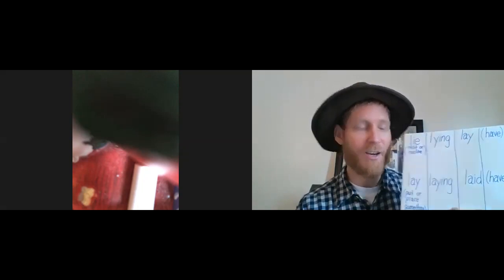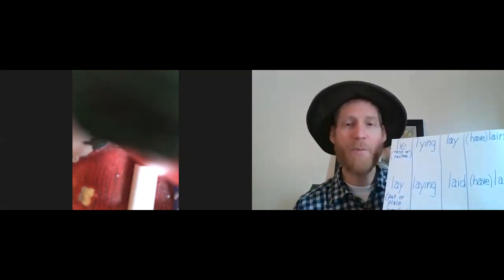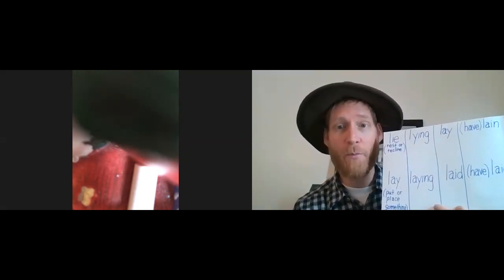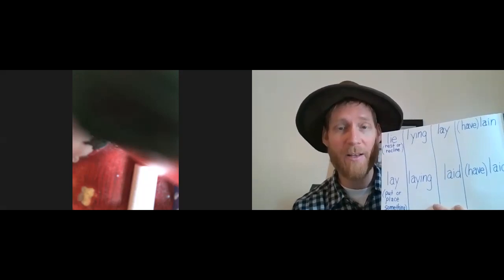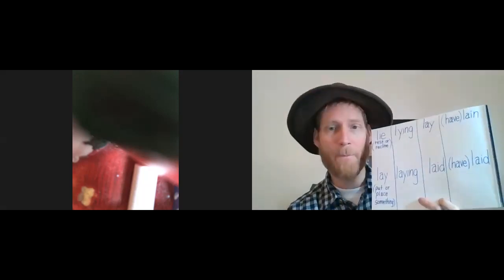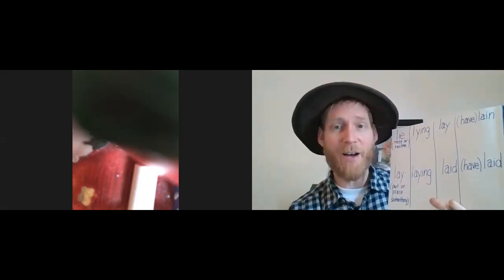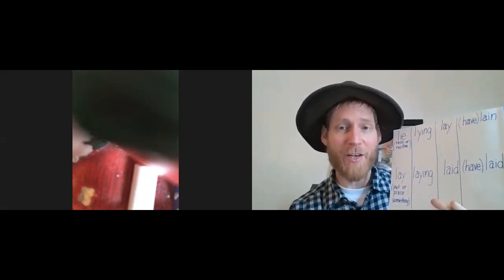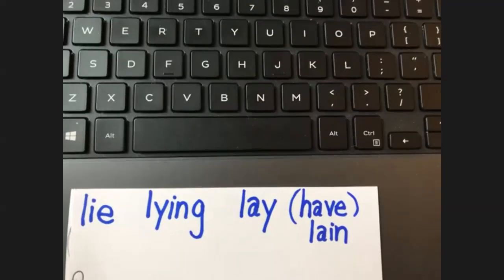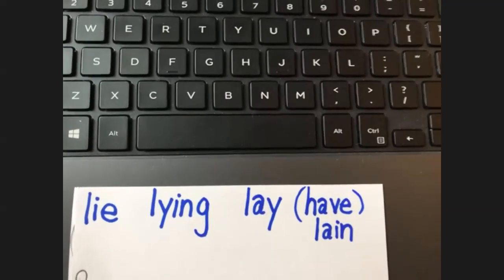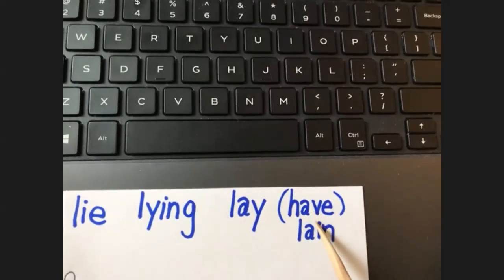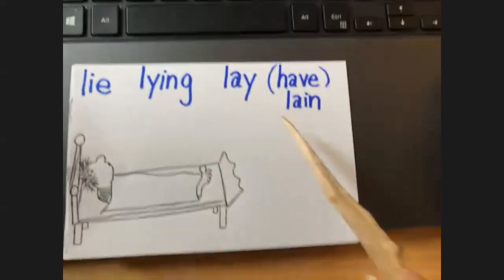Now, I've got something for you that I think will help, or at least make it a little bit more fun. I'm going to show you a few pictures and just to spell. If you'll just look at this picture I've got for you. Just wait, and I want to show you a picture in just a moment. So here we have lie, lying, lay, have lain. See? And look, here's the picture I was telling you about.